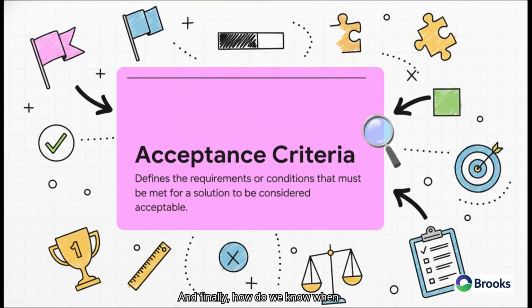And finally, how do we know when we're actually done? And I mean, really done. That's what acceptance and evaluation criteria are for. They are our clear, objective, and measurable definition of success.